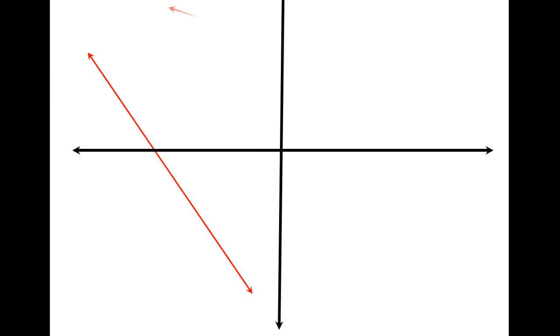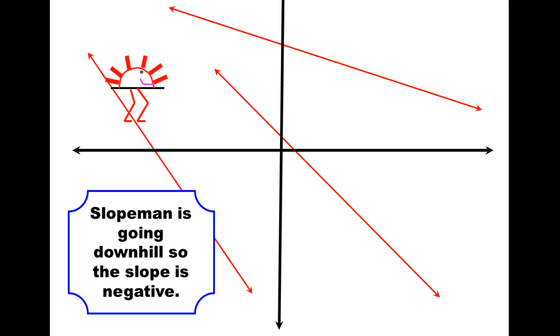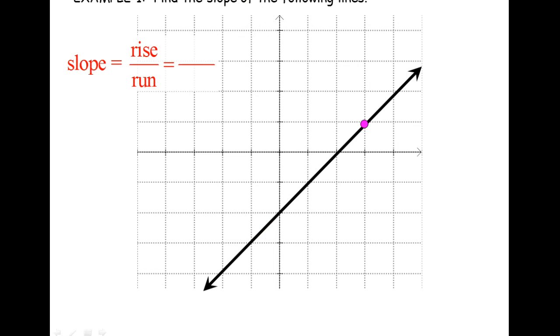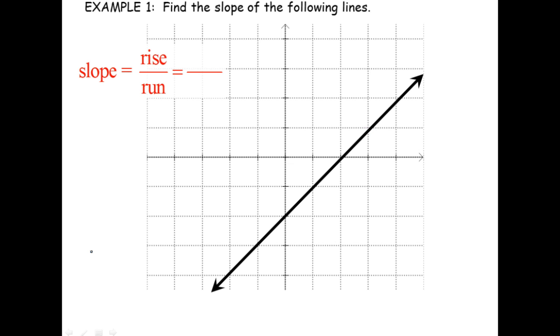Alright, so you guys go ahead and determine these lines. So again, we bring out Mr. Slopeman, and he will be going downhill. Okay, so here we are going to find the slope of this line. Remember that the slope of a line is the difference between the rise over run. So remember, it's always rise, which will be going along the y-axis first, and then run along the x-axis.